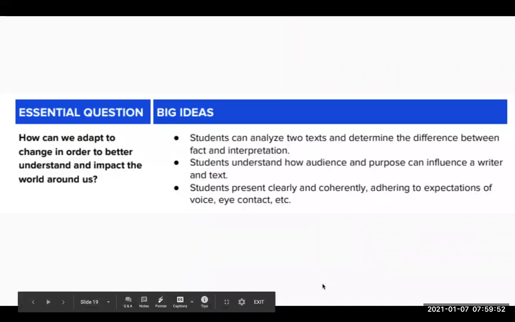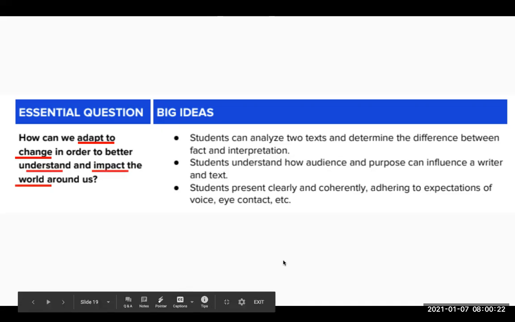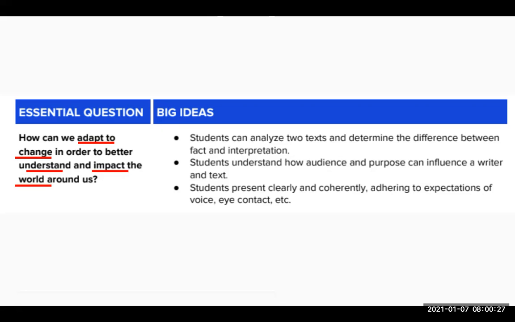So again, we're in 8th grade language arts, unit 4. Our essential question and big ideas are listed here. And I want to model my thinking for you as to how I can bridge that essential standard of writing arguments to these other 2 components to create a summative. So the essential question asks, how can we adapt to change? So if they're writing arguments, they might need to argue for a specific change. But not just any change, it needs to help them better understand and impact the world around them, okay? That's something to keep in mind.